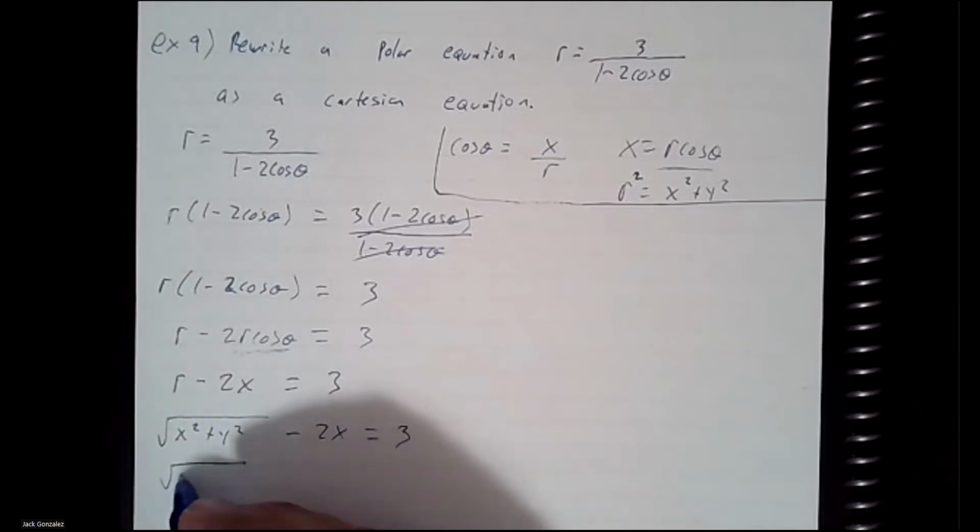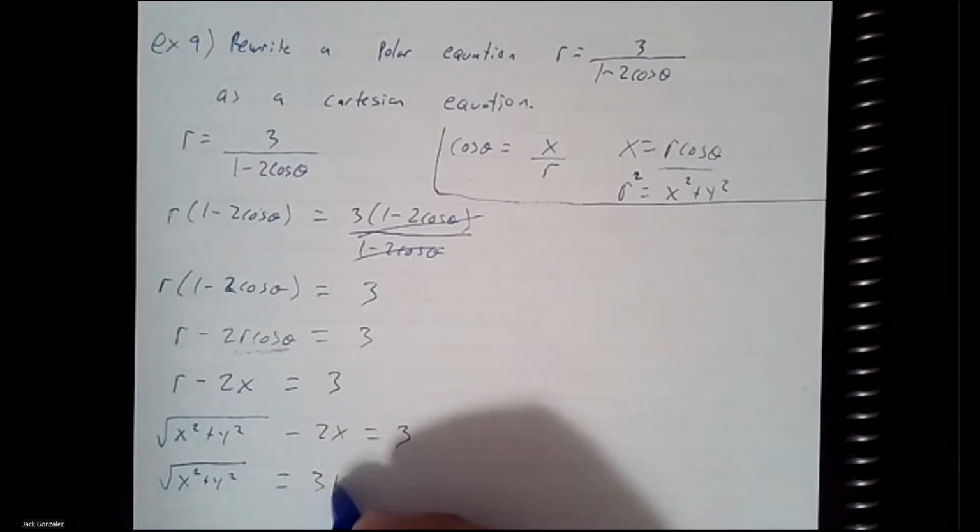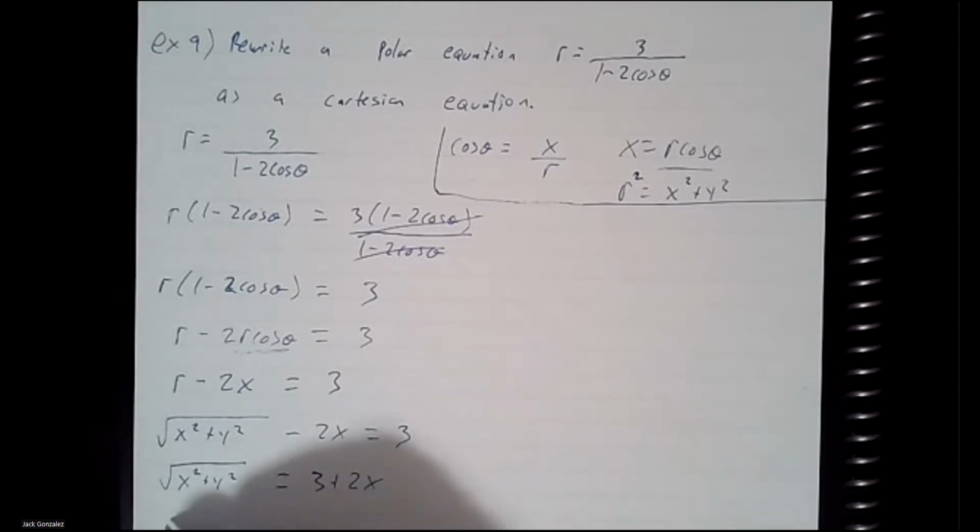But if you wanted to solve for y, I don't know, they may ask for it. Let's go ahead and do it. So it'll be 3 plus 2x. If I square both sides, it'll cancel this nonsense.